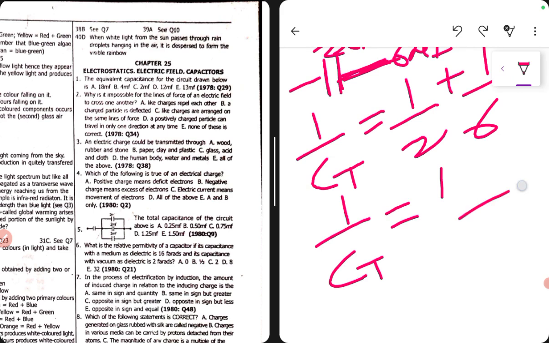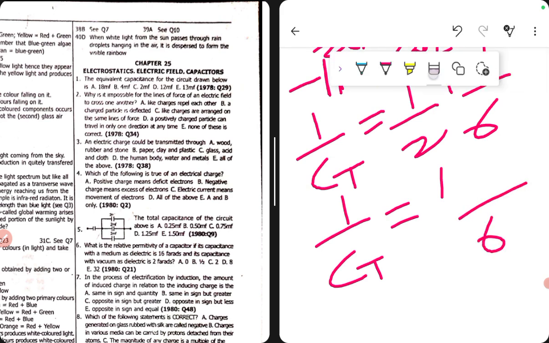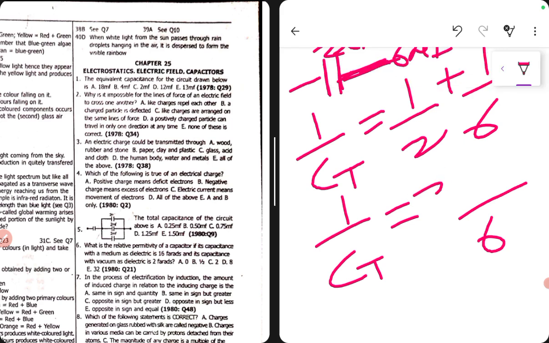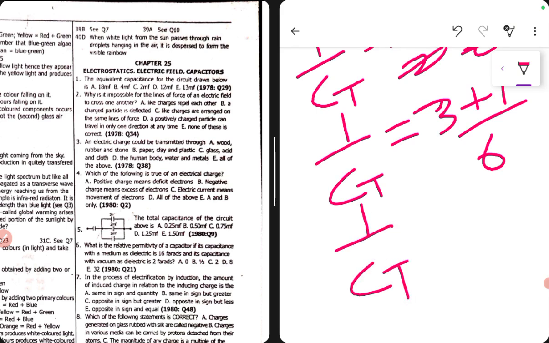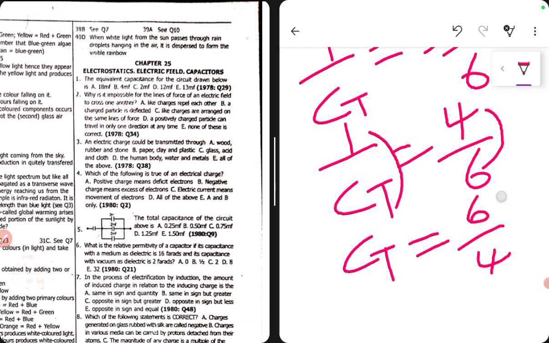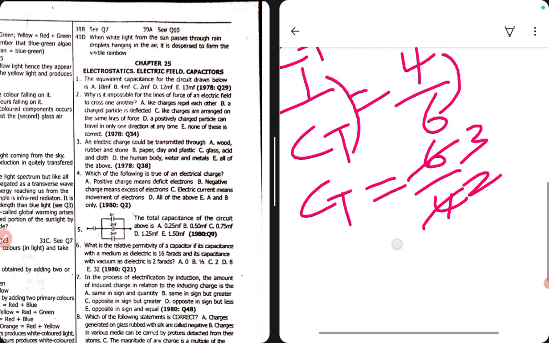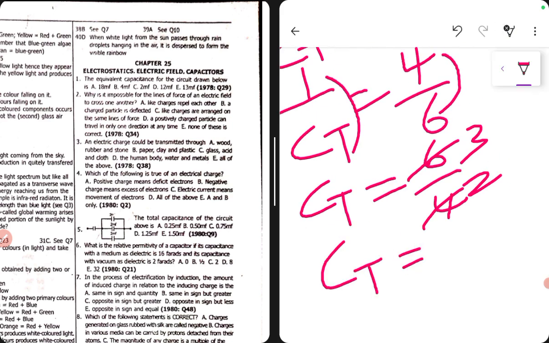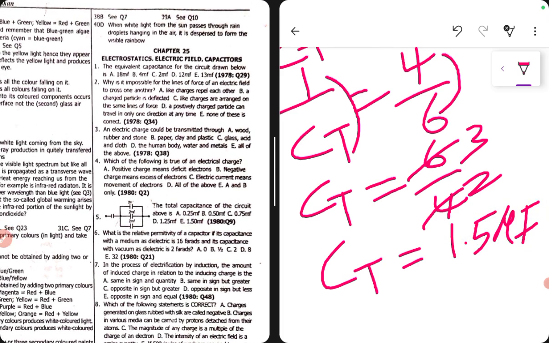So the LCM is 6, which will give me 3. When you do that, 6 and 2 is 3. So 3 times 1 is 3 plus 6 and 6 is 1. 1 times 1 is 1. So 1 over total capacitance will be 3 plus 1 is 4 over 6. So I'm looking for the capacitance, the total, not the inverse. I will inverse this to give me CT over 1, which is CT will be equal to, I'll do the same here, 6 over 4, which will give me 3 here, 2 here. So if I divide it, total capacitance will be 3 over 2, which will give me 1.5 microfarad, which is option E.